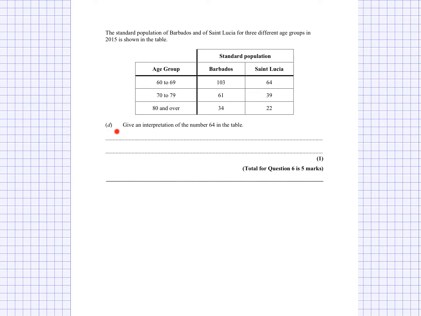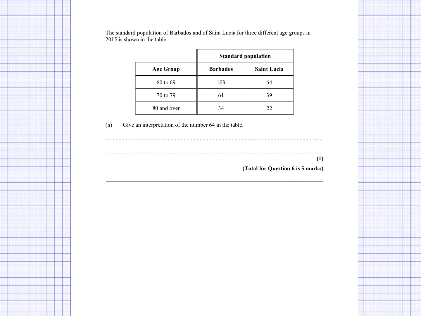Question D is here, but it's giving us some more information first. So we have the standard population of Barbados. Standard population groups the population into different groups, could be age groups or something like that. This for Barbados and St. Lucia for 3 different age groups in 2015 is shown on the table. So we've got 60 to 69, 70 to 79, and 80 and over. Notice that we don't have younger than 60.